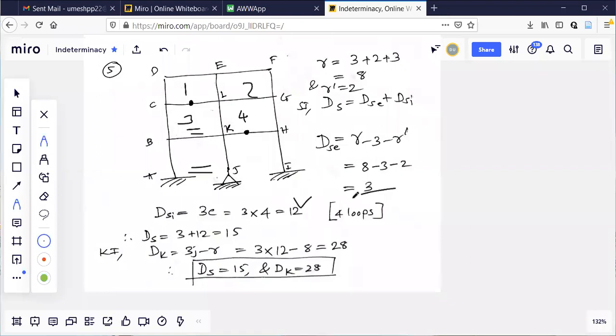So just add these two. 12 plus 3, it is 15. See this one, it is here. Totally 12 plus 3, 15. You can see this.